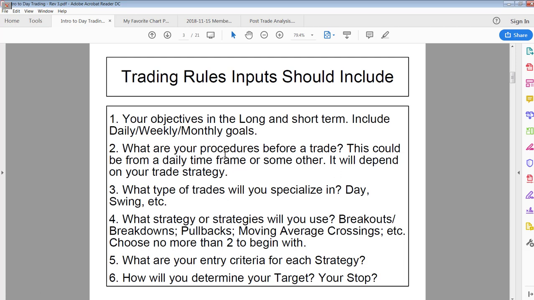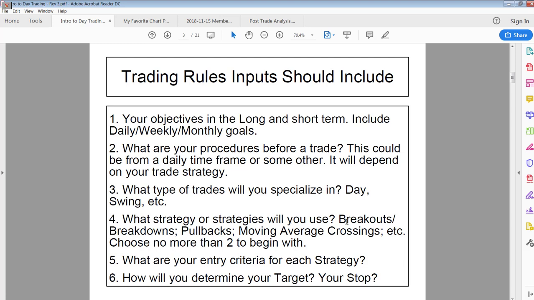And you need to establish what your procedures are before a trade. Do you look at the daily time frame? Do you look at weeklies? Do you only look at 60 minutes? Do you look only at the time frame you're at? It'll depend on your trade strategy and how you do things. What type of trades do you specialize in? Is it day or swing or scalping?